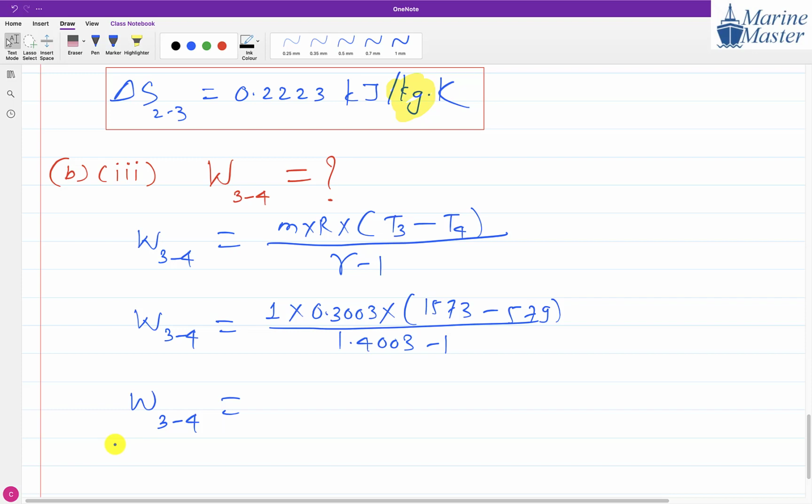So if we do the calculation, we will get W 3-4: 1573 minus 579 divided by 1.4003 minus 1. It will become 745.686 kilojoule per kg. And as we are getting a positive value, it means work expansion. Sorry, work expansion means what? Work output.